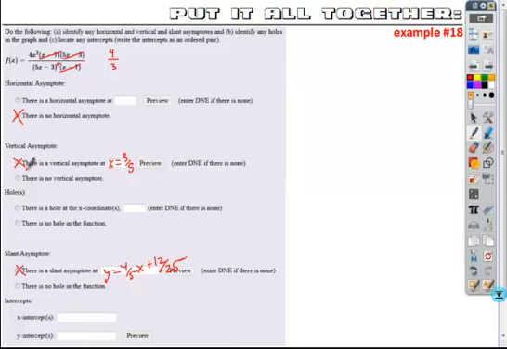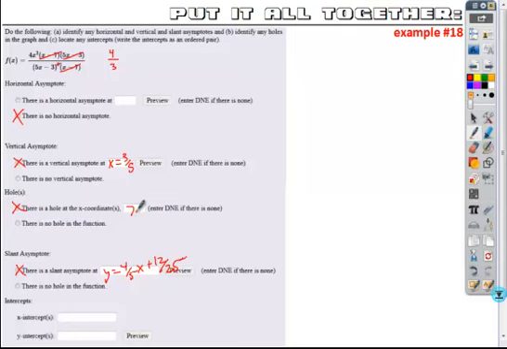And then the holes exist anywhere the factors got completely removed. So even though this factor canceled, it didn't get completely removed, but the x minus 7 did. What 0 is associated with the x minus 7? An x value of 7. So that is where the hole is located.